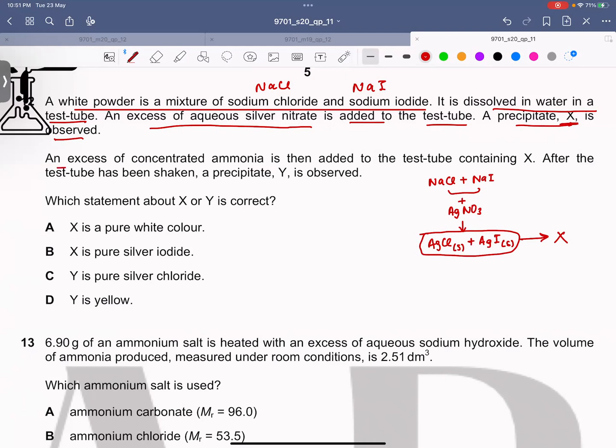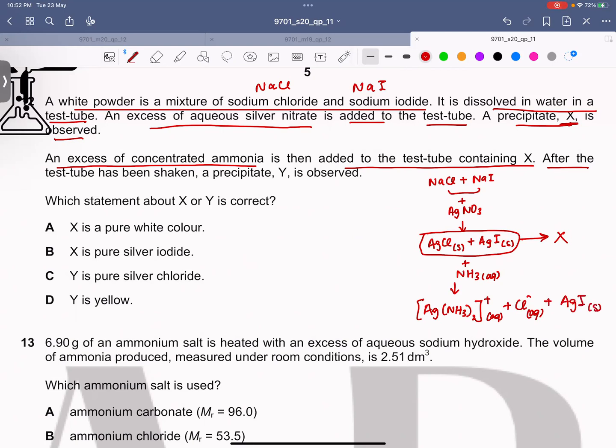Now, they are saying next an excess of concentrated ammonia is then added to the test tube containing X. So what I did, I put the excess aqueous ammonia. If you recall, ammonia reacts with the chloride and forms a complex which is aqueous, and the chloride ion also becomes aqueous. But silver iodide doesn't react, so it remains the same. After the test tube has been shaken, a precipitate Y is observed. So from the X, all the silver chloride dissolves, so the leftover precipitate is Y.